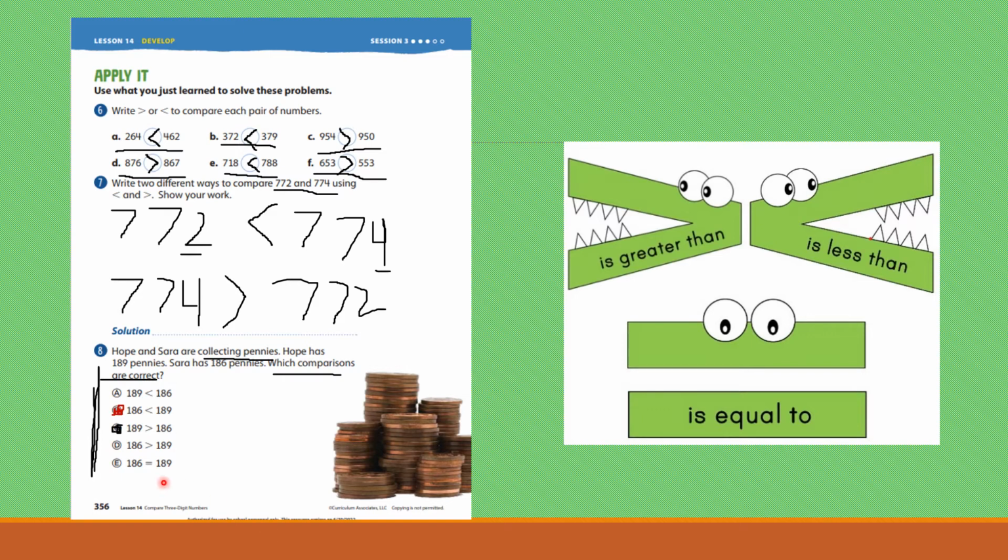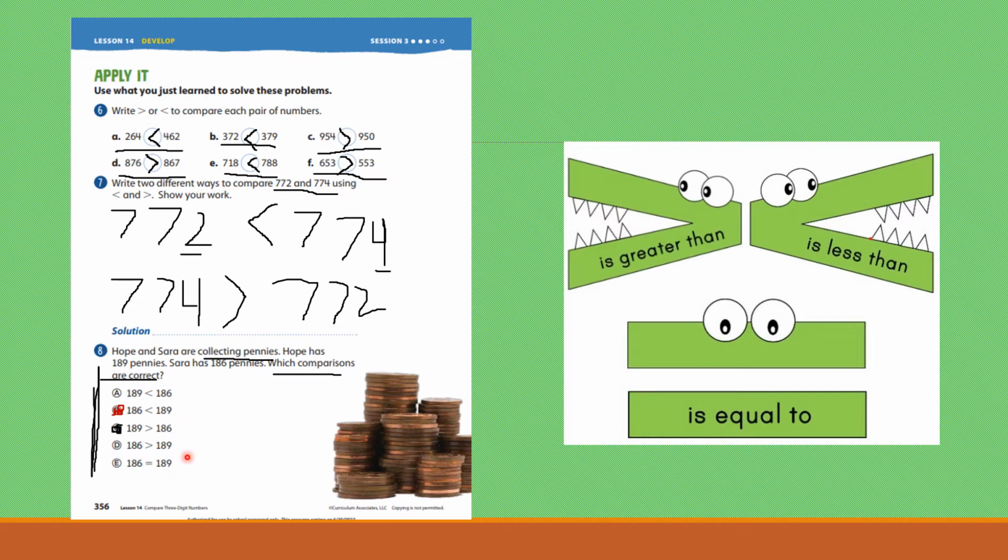Okay, let's look at this one. It says 186 is more than 189. Is 6 more than 9? Nope, it's less. So that one is not correct. Let's look at this one. 186 is equal to 189. Is that true? Nope, it is not.